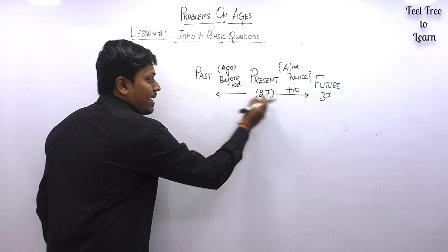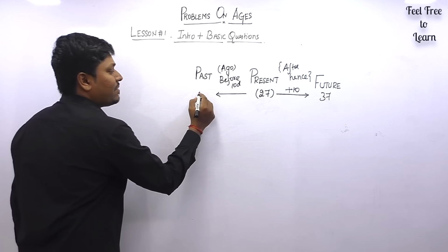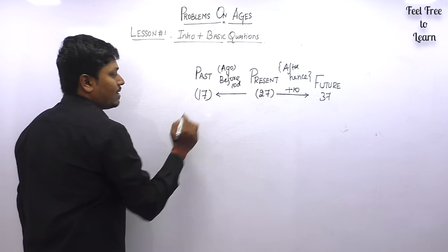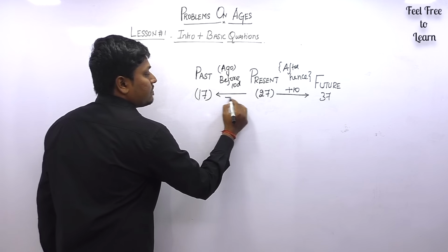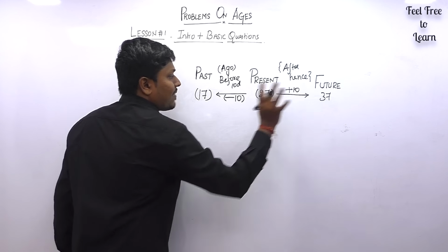If my present age is 27, then what will be my age 10 years ago? 10 years ago, definitely my age will be 17. So what we actually did: because of the past, we subtracted 10, and because of the future, we added 10.